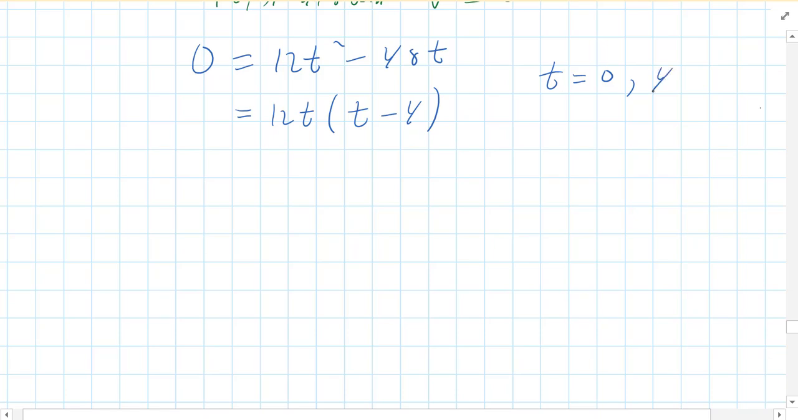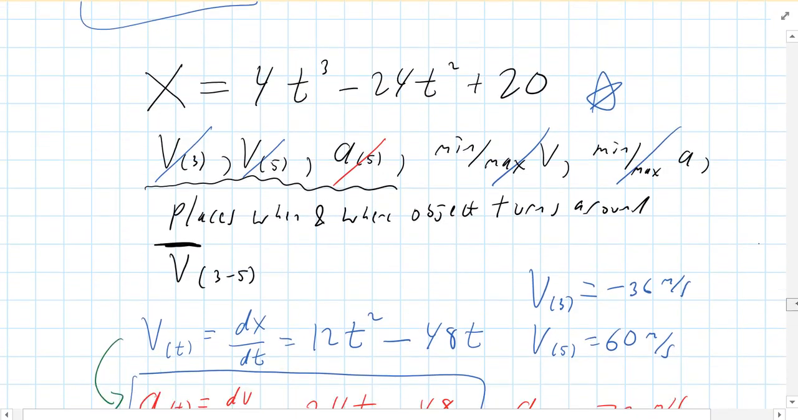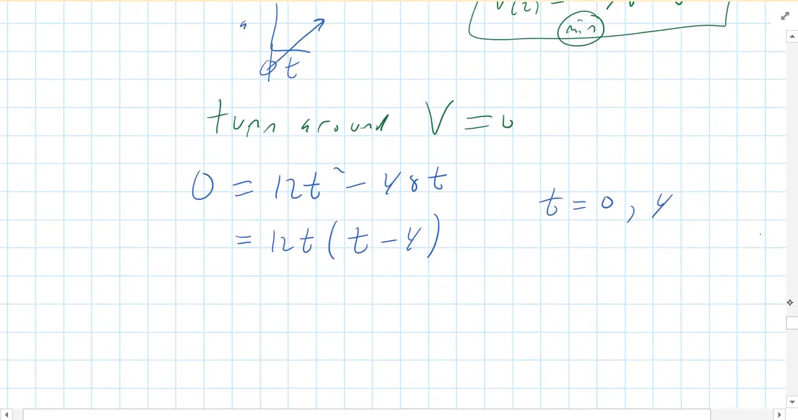Now, so that's when it turns around. Where it is when it turns around, you would plug those 2 times into your original x equation, okay? And if you do that, x at 0 seconds is 20 meters, and x at 4 seconds is negative 108 meters, okay? So if you plug 0 and 4 into that original x equation, those are the 2 numbers you're going to get. Now, there are 2 more brief things I want to show you.